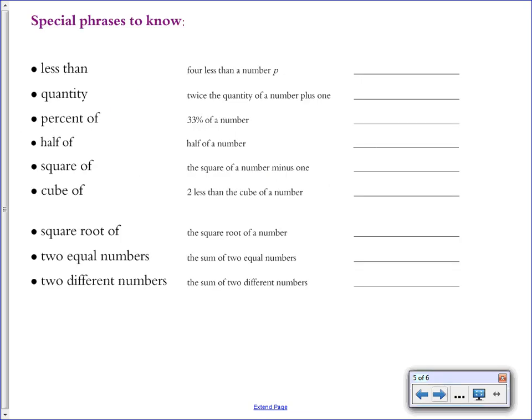So some special phrases that you're going to need to know. These are the ones that often throw people off. So the first one is the phrase less than. So if you see the example, which is a little bit smaller written next to it, 4 less than a number p.